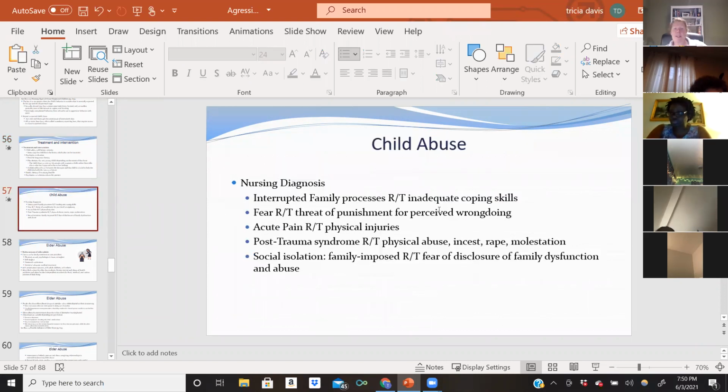So, nursing diagnoses that we may see: interrupted family processes related to inadequate coping skills; fear related to threat of punishment or perceived wrongdoing; acute pain related to physical injuries; post-traumatic stress syndrome related to physical abuse, incest, rape, or molestation; and then social isolation, family imposed, related to fear of disclosure of family dysfunction and abuse.